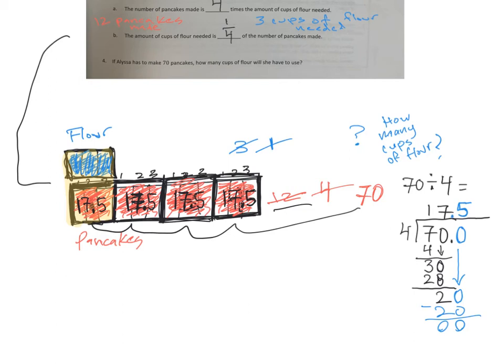And we know now that if we did it to one box on the bottom, we got to do it to the top box now. And so we know that now if we need 70 pancakes, we're going to have 17 and a half cups of flour. Okay, now let's look at that with an equivalent ratio table.